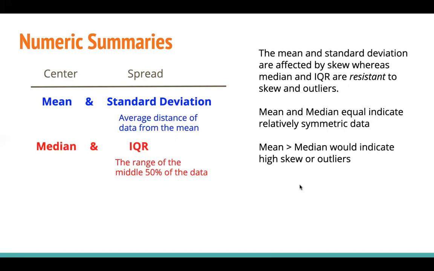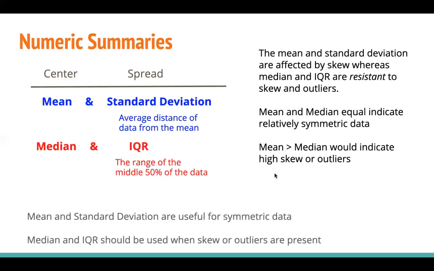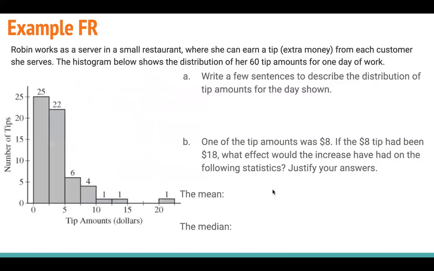A mean greater than the median would indicate high skew or outliers, and similarly, a mean less than the median would indicate low skew or outliers. Mean and standard deviation are useful for symmetric data. Median and IQR should be used when you have skew or outliers. Let's look at a free response question.